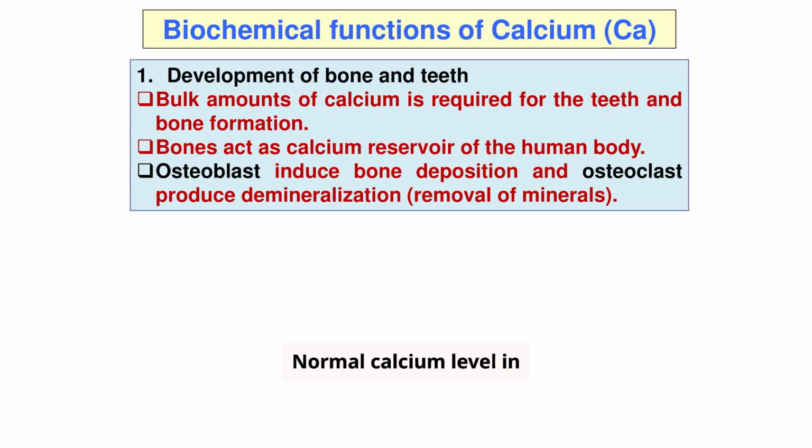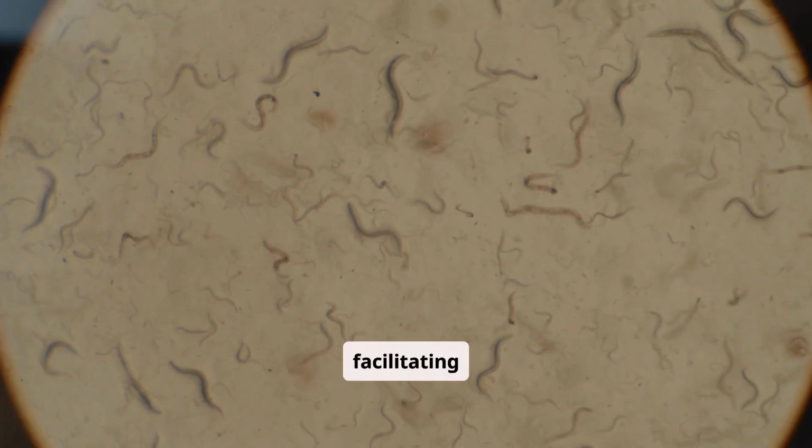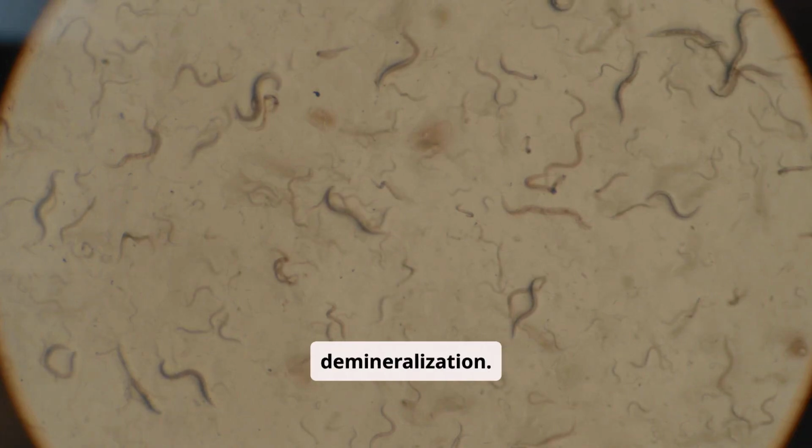Normal calcium level in blood is 9 to 11 mg/dl. The free form is the biologically active form, while the rest is bound with protein albumins and to some extent with globulins. Calcium plays a crucial role in the development of bone and teeth. Bones act as a calcium reservoir, with osteoblasts promoting bone deposition and osteoclasts facilitating demineralization.